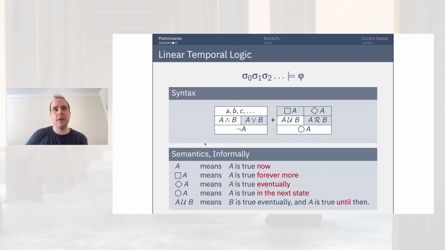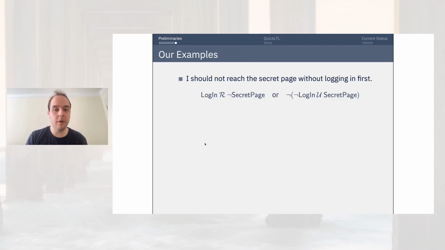And A until B, that's what the U is saying, that B will happen eventually, and at every state before then, A will be true. And release, which is the dual of until, which I didn't put in the semantics box there, just says that B has to be true unless A becomes true. So A frees us from the obligation of having B be true. That's another way to think about release. So with linear temporal logic, we can actually specify those properties that we couldn't specify before.